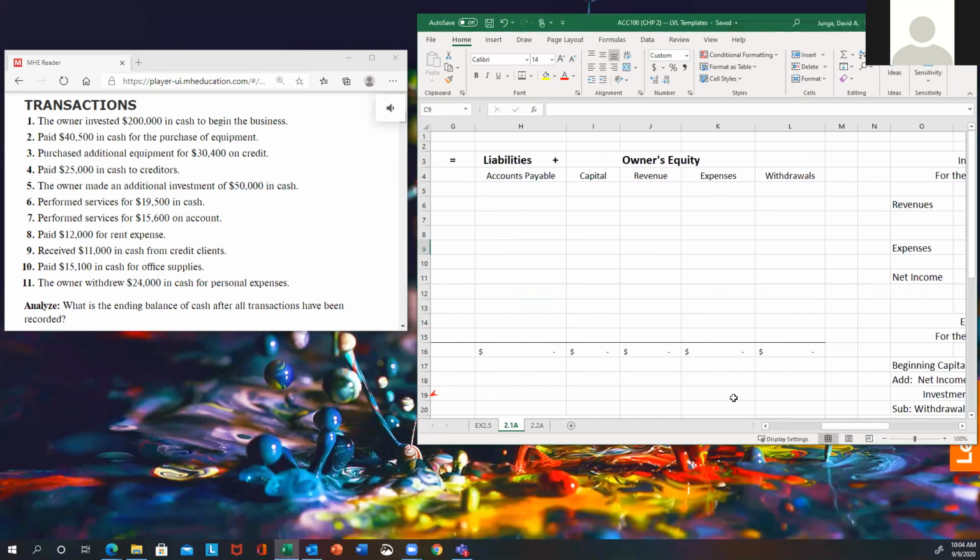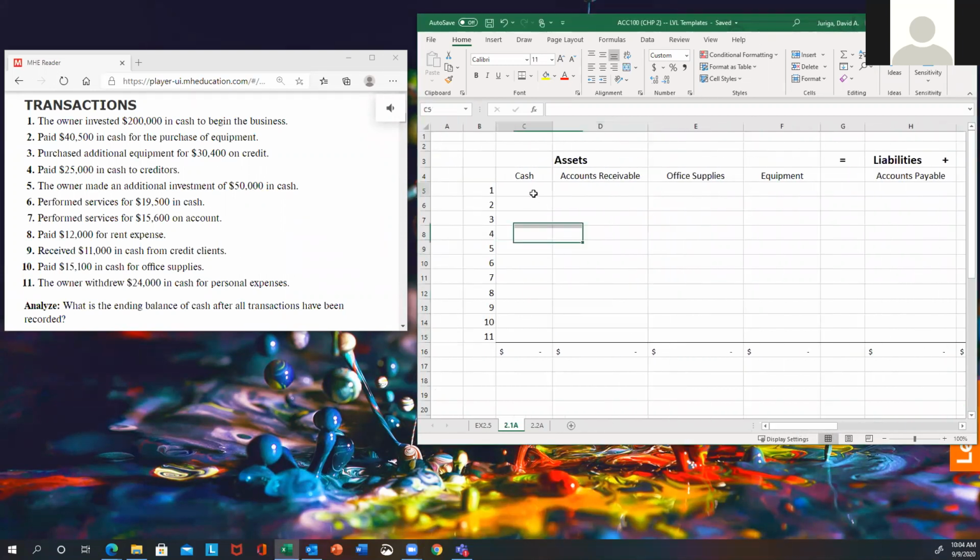And then you can see as I move it over, you've got the accounts payable, the capital account, revenue, expenses, and withdrawals if there's any. So we'll go through this here in a second. Let me get my mouse set again. All right, so we'll start with the first one.